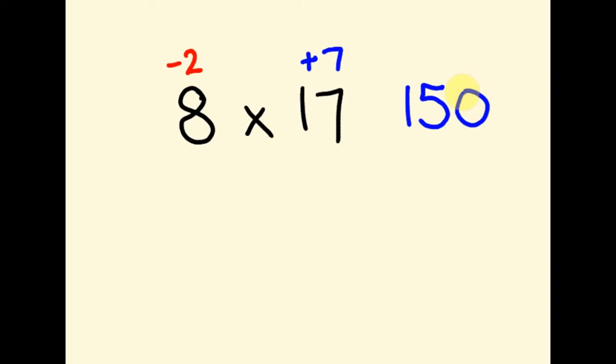Then we multiply these guys together. Now minus 2 times 7 is not 14, it's minus 14. Okay, so we're going to take 14 away from our answer. And we get the answer of 136.